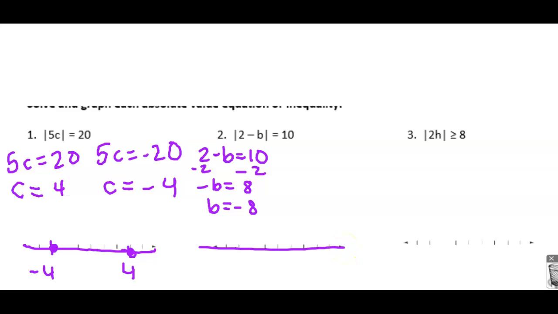And then on the other side, you would have 2 minus b equals negative 10. Subtracting 2 from both of those sides gives negative b equals negative 12. And then divide both sides by negative 1. And we get b is equal to 12.